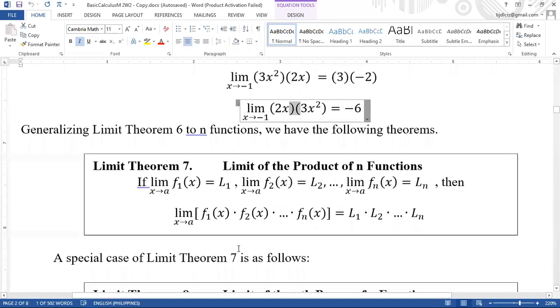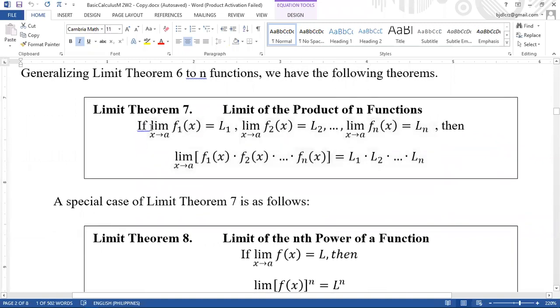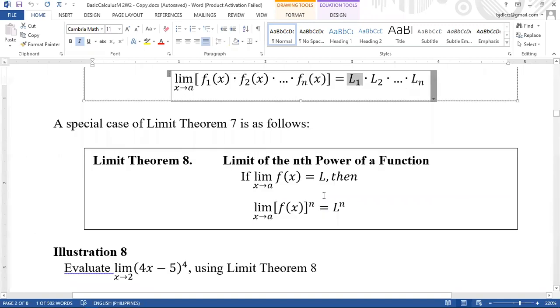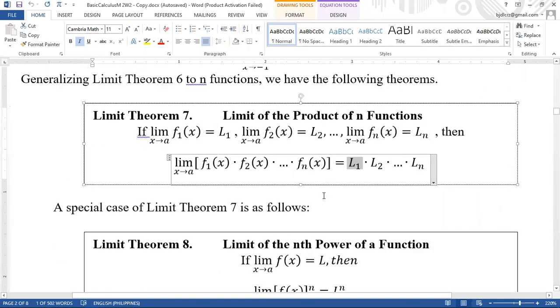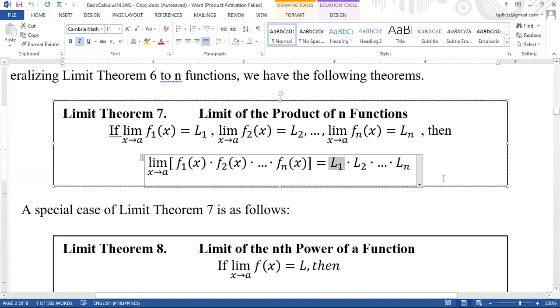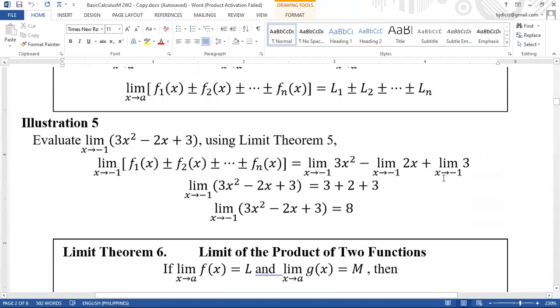Okay. So for limit theorem 7, it's the same as 6 but up to the nth term. So we find the first limit, the second limit, up to the nth term, then we multiply them one by one. So that's limit theorem 7. There is no sample, it's the same. We just multiply. Here is your sample.